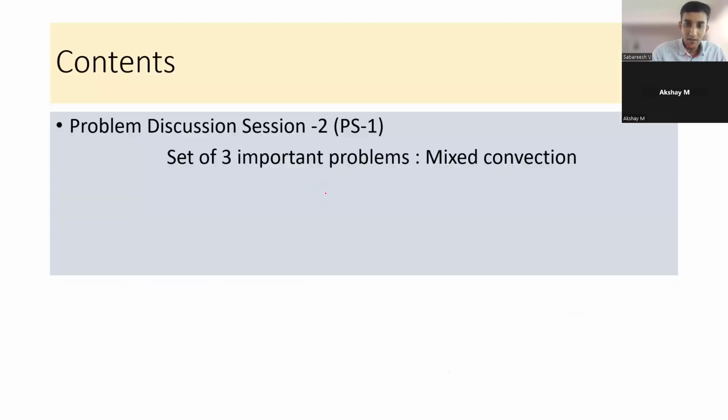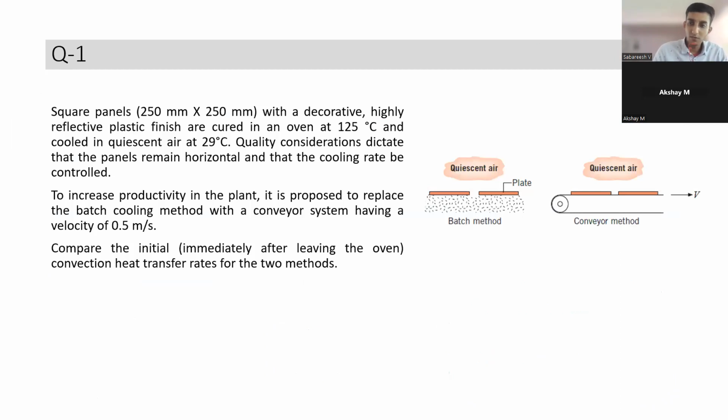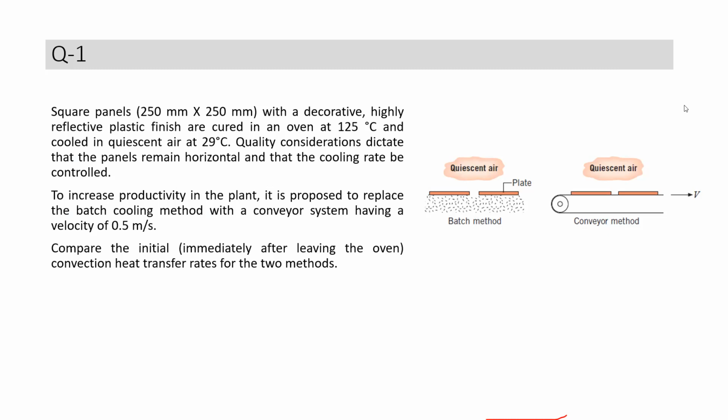So today we will be having discussion of 3 important problems which are related to mixed convection. So let us quickly go to question number 1. So see the question. Square panels which are 250 mm by 250 mm, with a decorative, highly reflective plastic finish, are cured in an oven. The oven is at 125 degrees Celsius.